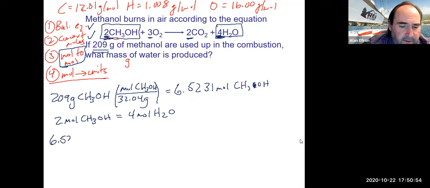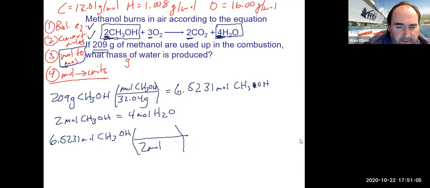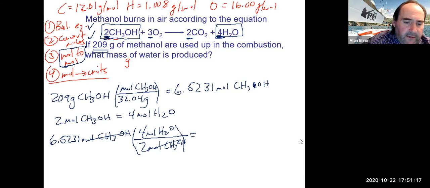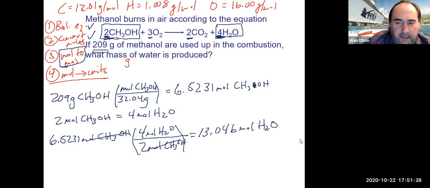So we'll continue on with our number. And here we do want to get rid of the methanol. So methanol is on top. To get rid of it, we've got to go opposite. We're going to put it on the bottom. So the 2 moles of methanol on the bottom and the 4 moles of water up on top. Moles are going to cancel each other out. And again, that's the big stoichiometry move. We're going to multiply that by 4 divided by 2, and that gives us something like 13.046 moles of water.